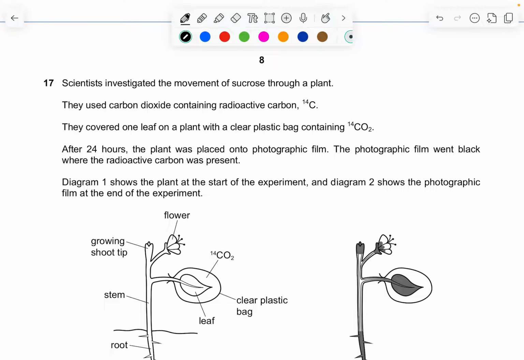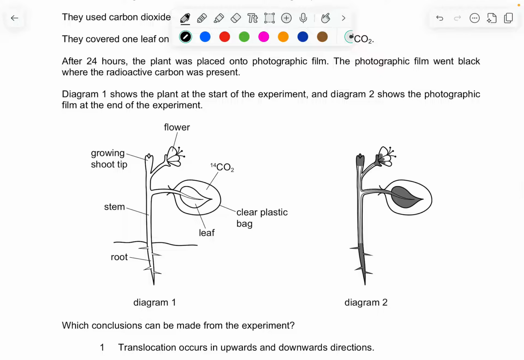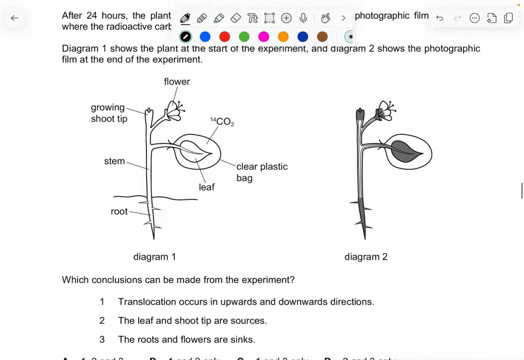They used carbon dioxide containing radioactive carbon-14. They covered one leaf on the plant with a clear plastic bag containing 14CO2. After 24 hours, the plant was placed onto a photographic film. The photographic film went black where the radioactive carbon was present. Diagram 1 shows the plant at the start of the experiment, and diagram 2 shows the photographic film at the end. Okay, so what conclusions can be made from the experiment below?